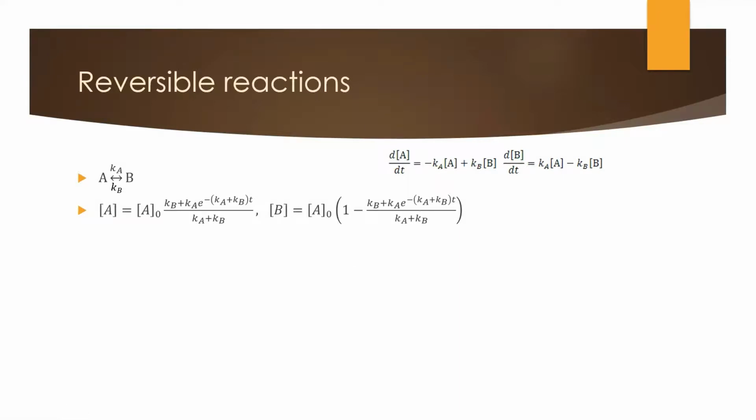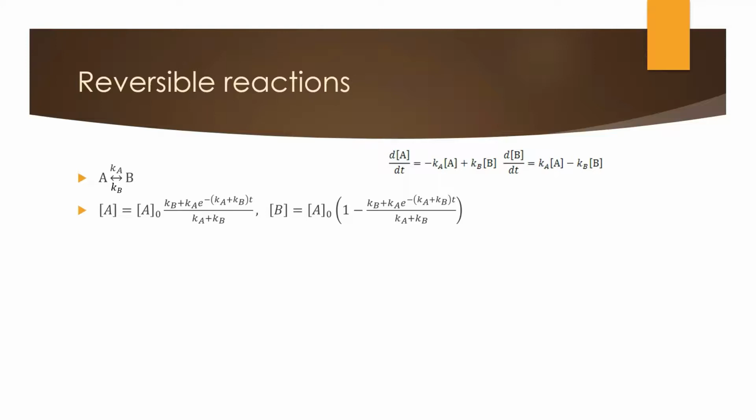What happens to these at infinite time? In other words, what happens at equilibrium? Well, at equilibrium, t is infinity, and so this e to the minus infinity is equal to 0. So the concentration of A simply becomes A naught times Kb over Ka plus Kb. And the concentration of B becomes, and it's a little bit hard to see from this math here, Ka over Ka plus Kb.